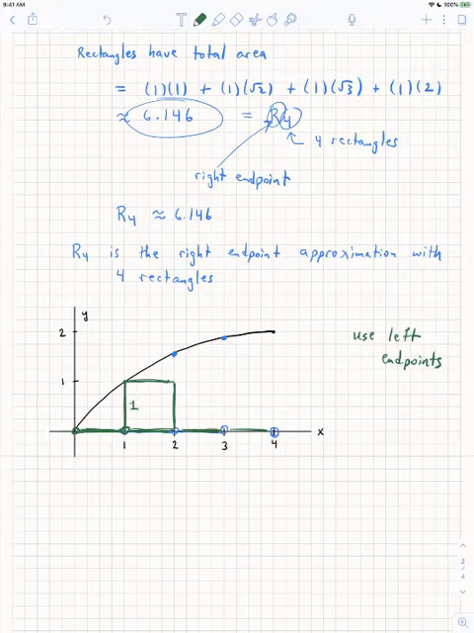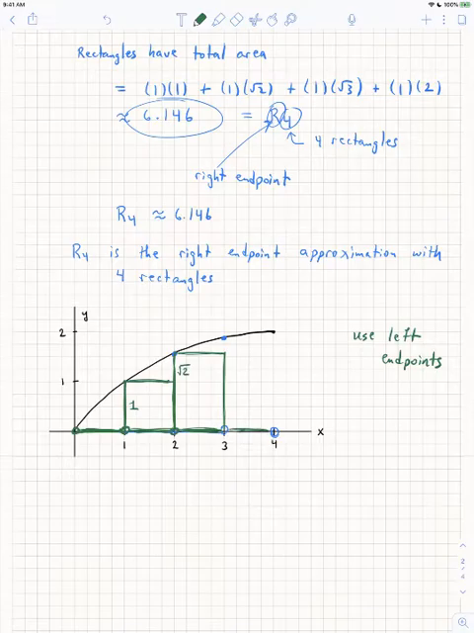Now what about the next rectangle from 2 to 3? Again, I'm going to use the left endpoint and I'm going to go straight up until I hit the curve. Then I'm going to draw a line segment that's flat, and then I'm going to draw straight down. Now the height here is not 2, it's the square root of 2, just like before.